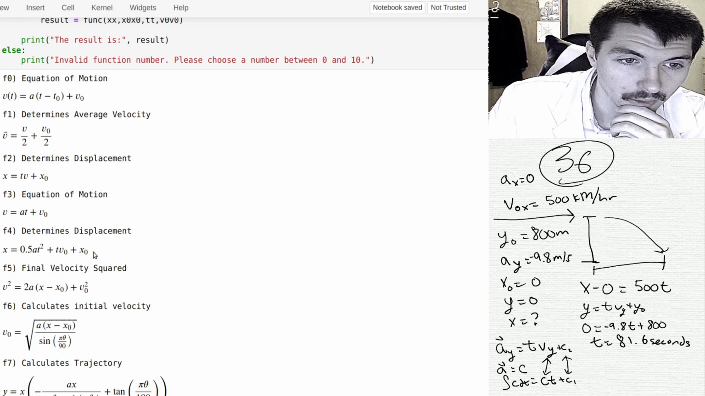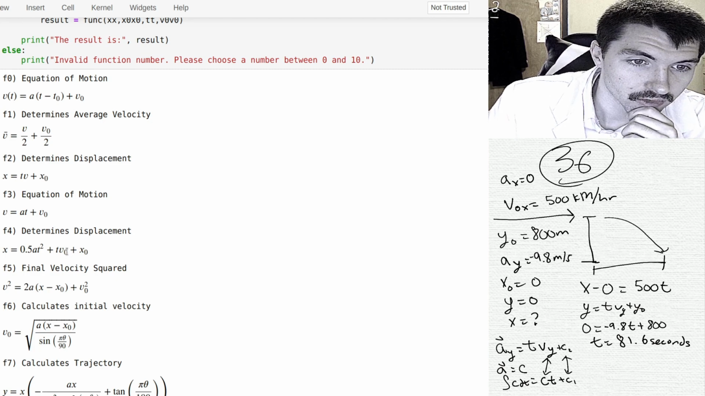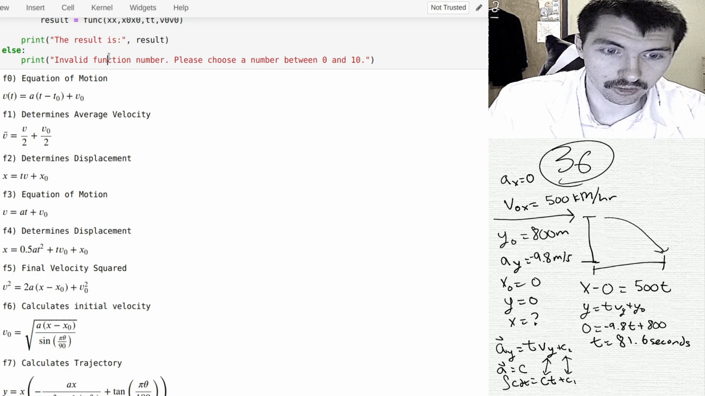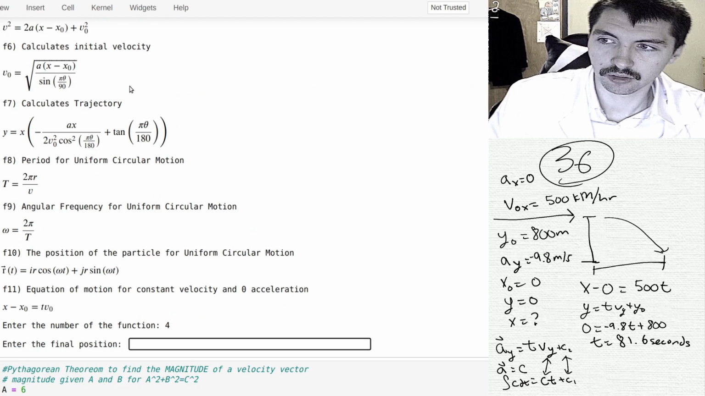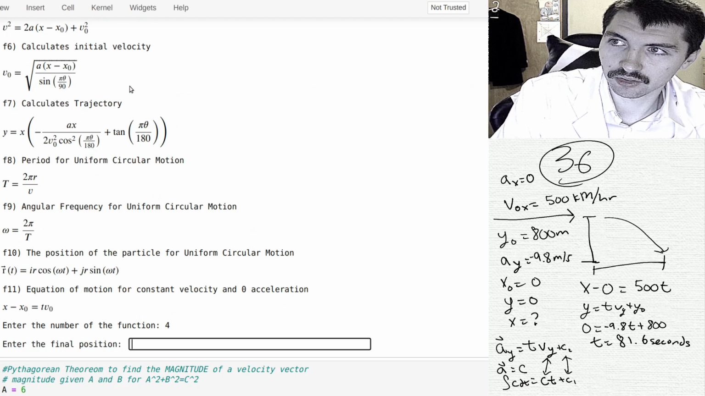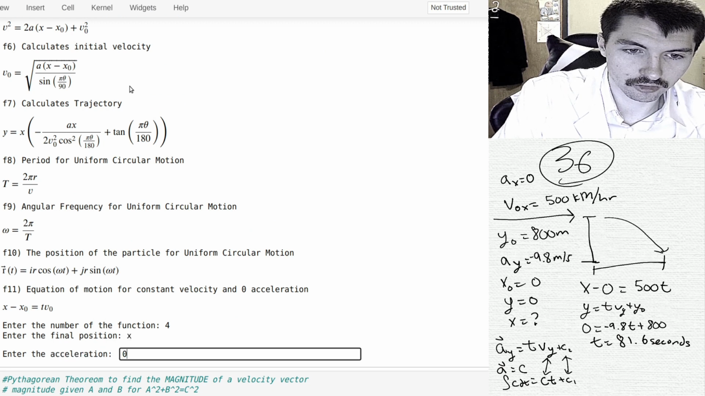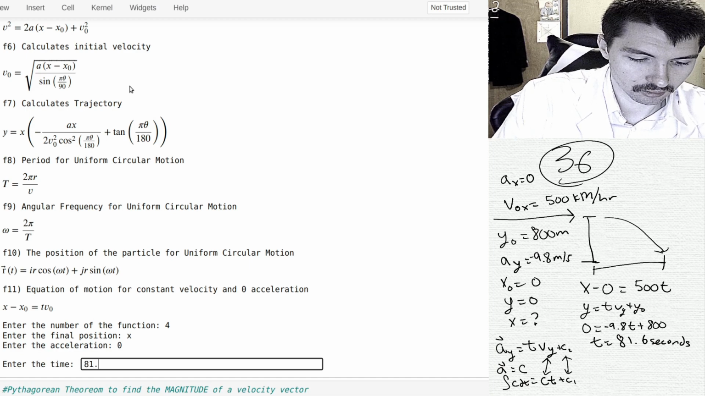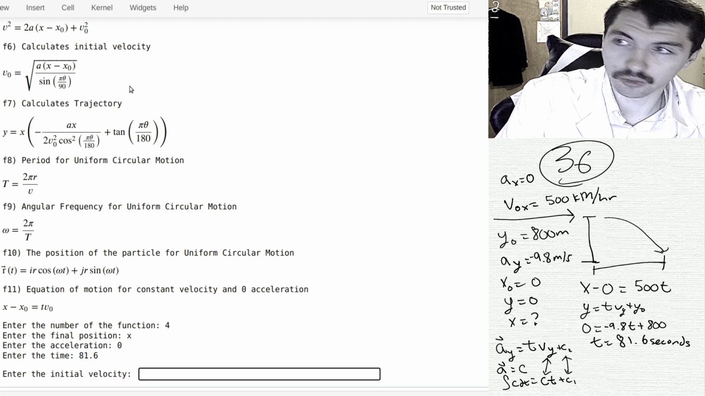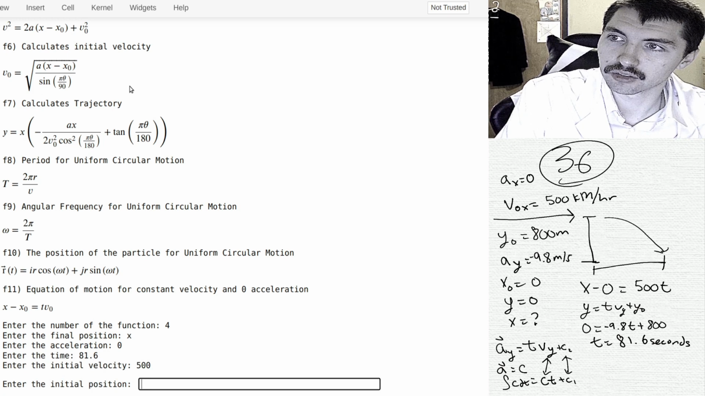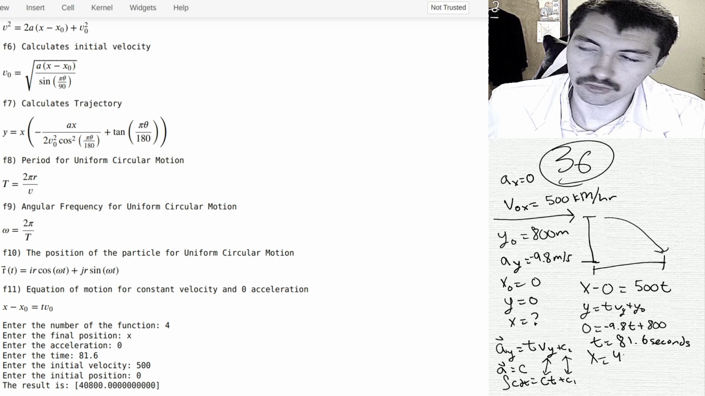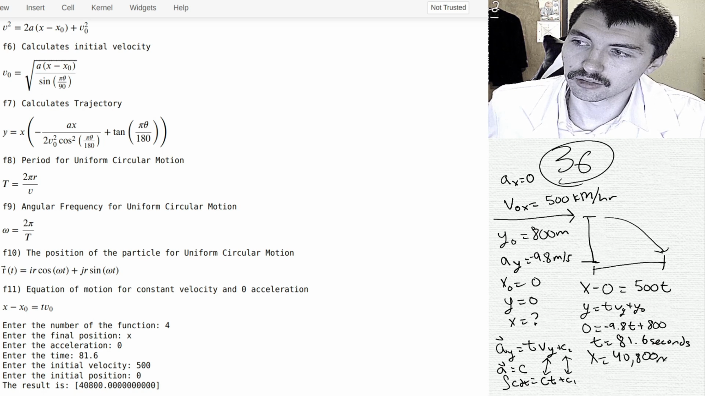So what do I want to do here? T, V naught, do we know V naught X? We do. Okay, so we can try equation 4. Final position, that's what we're solving for. Acceleration is 0. Time 81.6. It's going 500, starting at 0. Okay, so X is 40,800 meters.